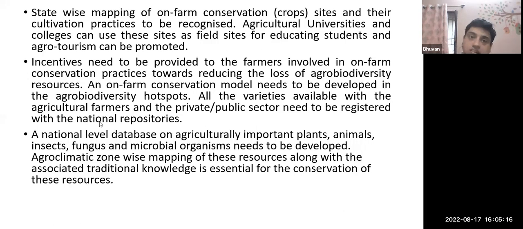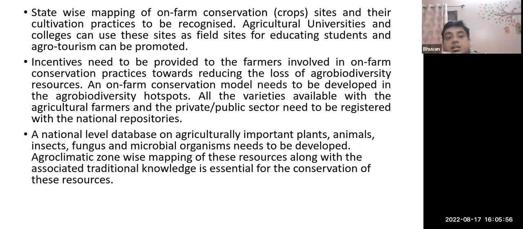Then we have to see that state-wise mapping of on-farm conservation sites must be there, and agriculture universities must come forward for this purpose, and they can identify the suitable field sites where they can carry out the various kinds of nature walks for educating the students, and agro-tourism can also be promoted in this scenario. Then we have to provide incentives to the small farmers, those with very small land holdings, or the traditional farmers, so that the loss of agrobiodiversity can be checked.